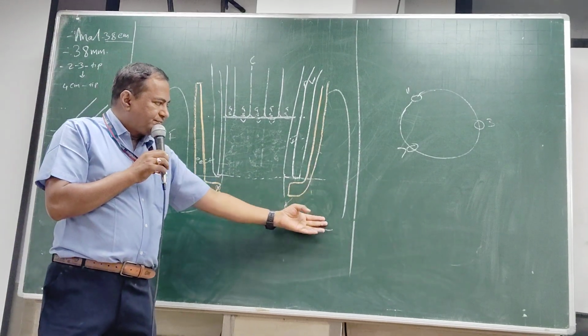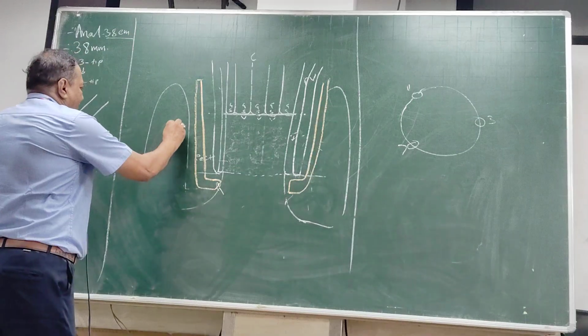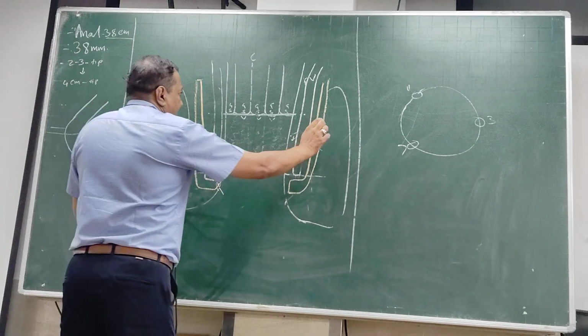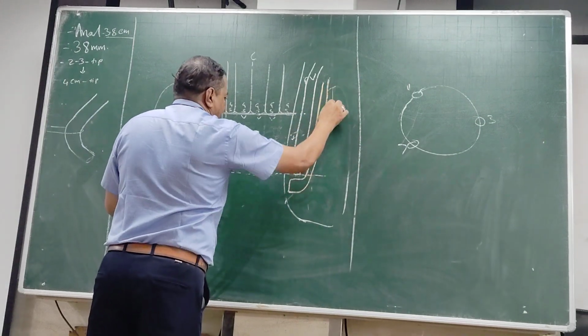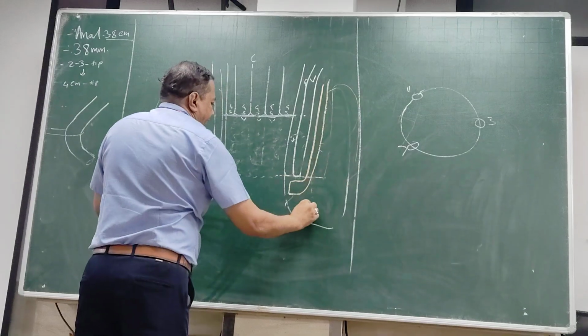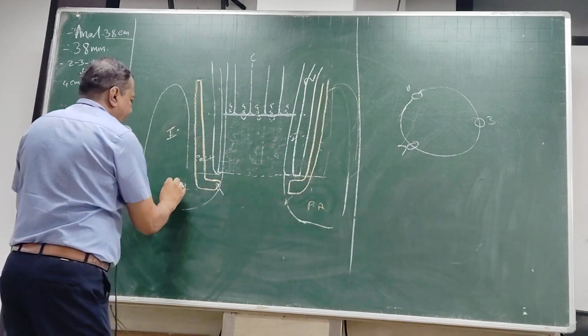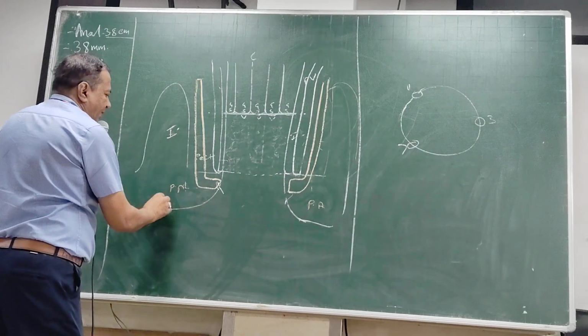Okay? Then there is the ischioanal pad of fat. Here also there is the ischioanal pad of fat. Here is the perianal pad of fat. Perianal pad of fat.